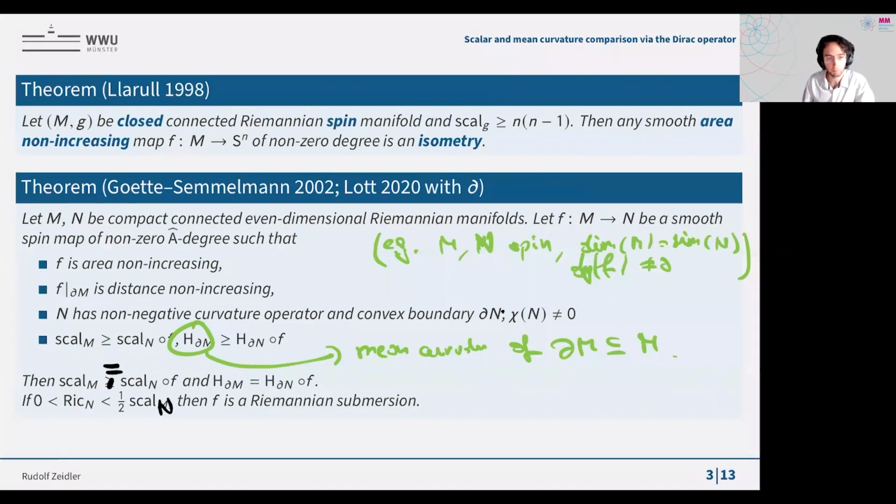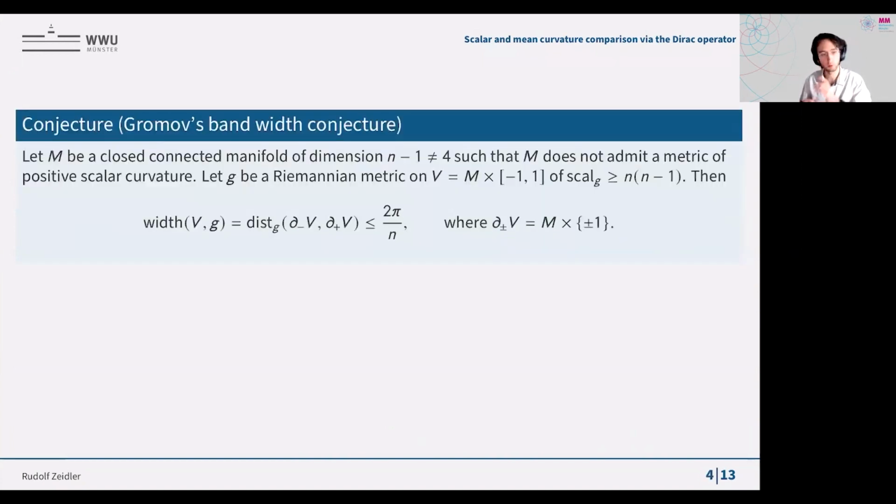And now let me come to the problem that I actually want to address using new methods. That's a conjecture due to Misha Gromov, which says the following. So now the idea is you start with a manifold which does not admit a metric of positive scalar curvature, but you look at the cylinder over this manifold and you try to put a metric with a positive lower scalar curvature bound on that. And a priori, there are no restrictions to that.